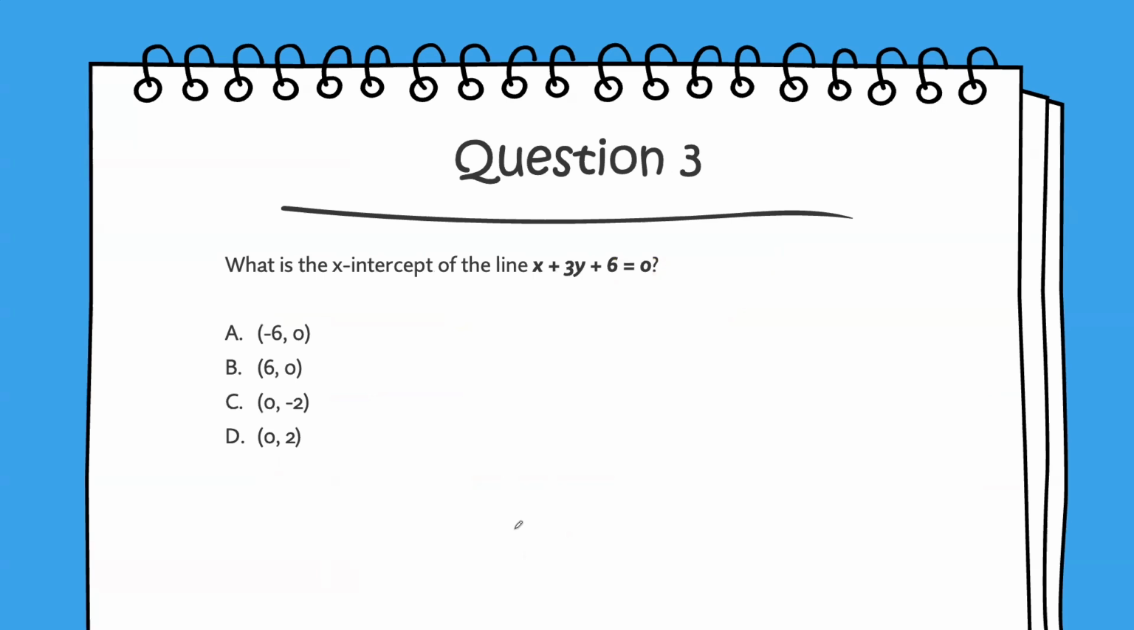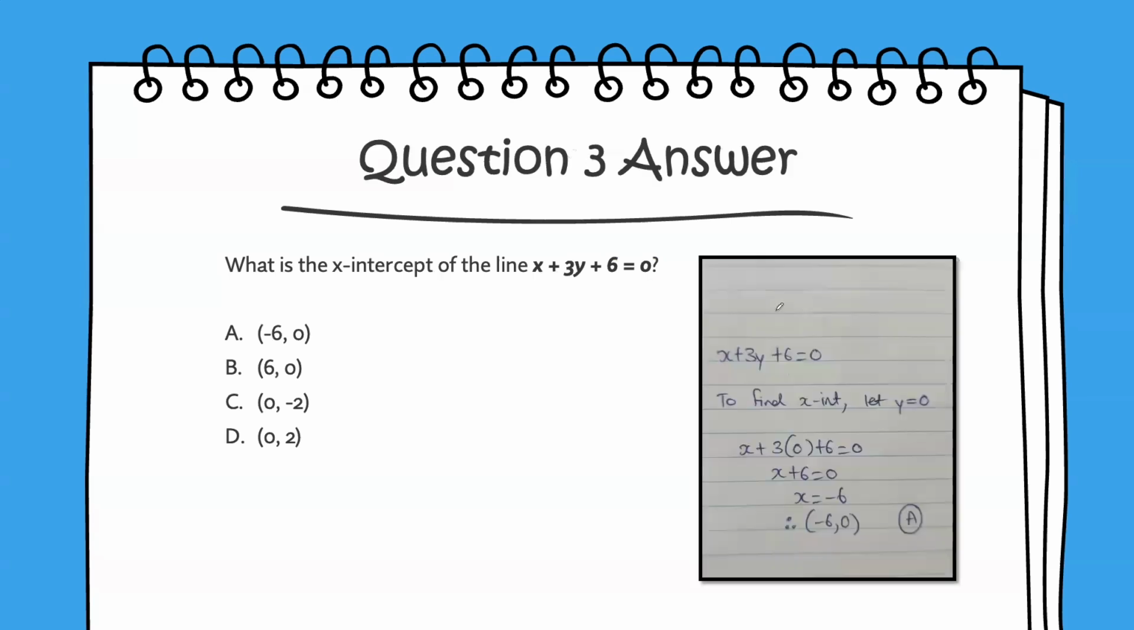Last question here, I want you to figure out the x-intercept of the line x plus 3y plus 6 is equal to 0. Now it is in a different format here. It's not in our traditional y is equal to mx plus b form, so that can sometimes trick students. But it really doesn't change the question. Remember for the x-intercept, all we need to do is find the value of x when y is equal to 0.